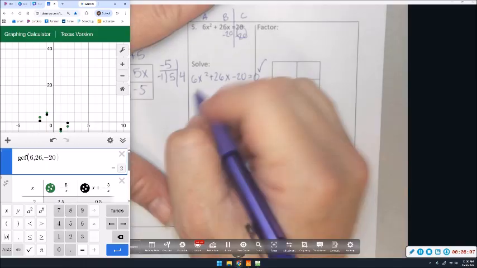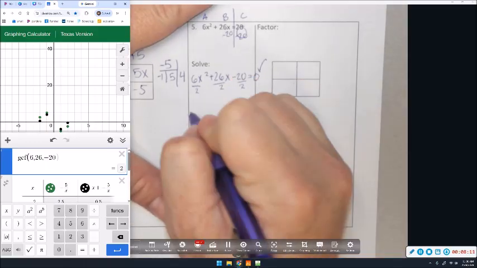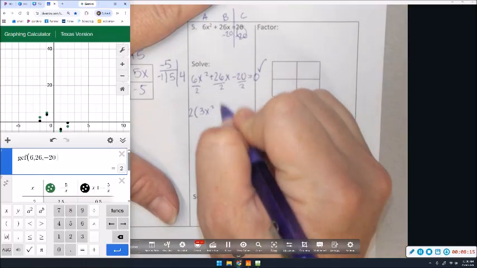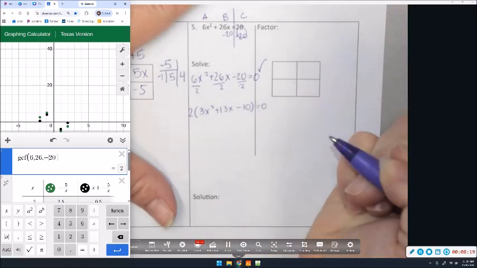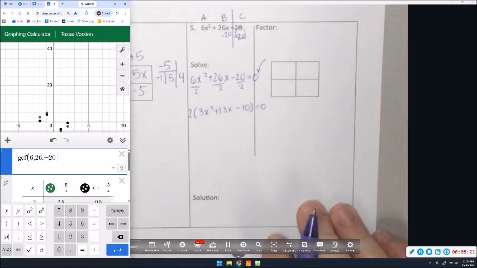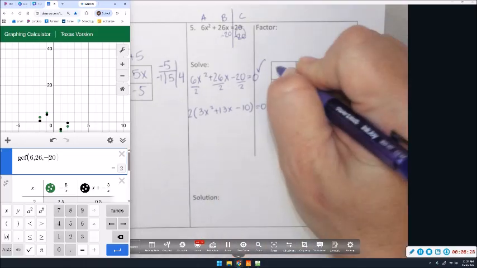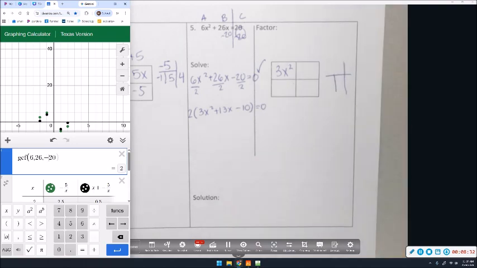Okay, so we have to divide out our GCF, and we put it in front of our thing. So this becomes 3x squared plus 13x minus 10 equals 0. And now we factor just the inside. So first term is 3x squared. What's my A times C? Negative 30. Be careful, don't forget that negative.